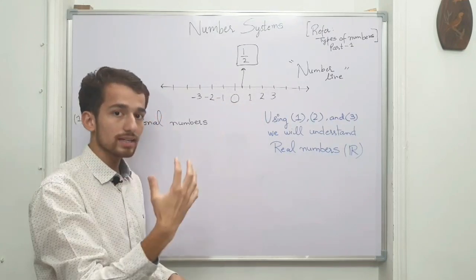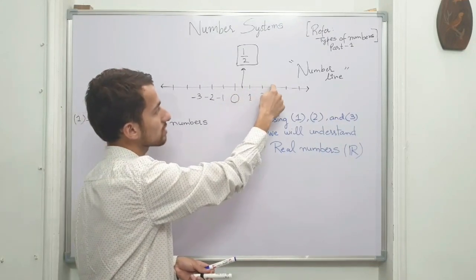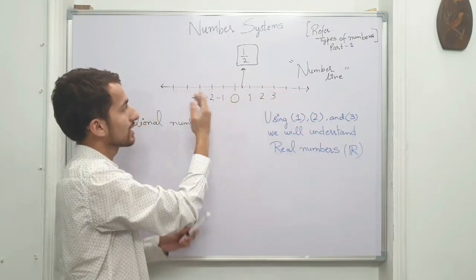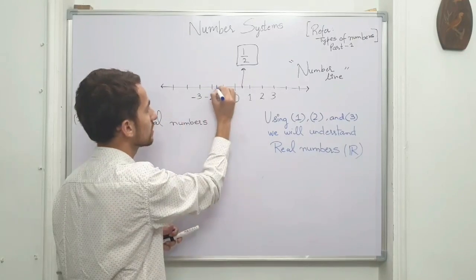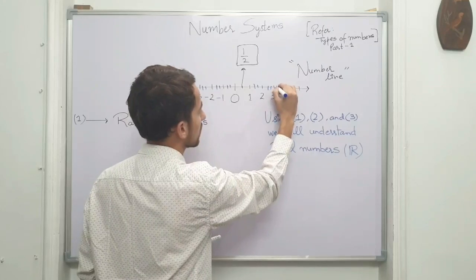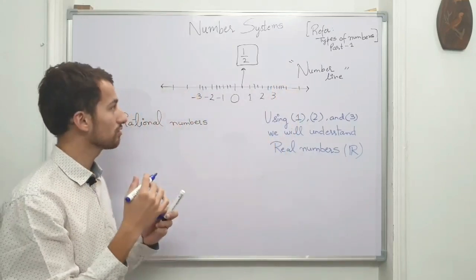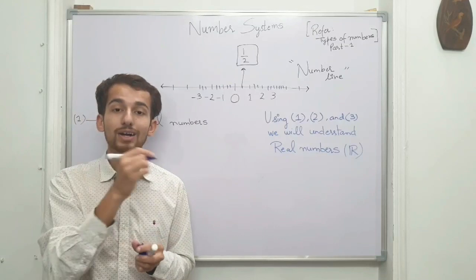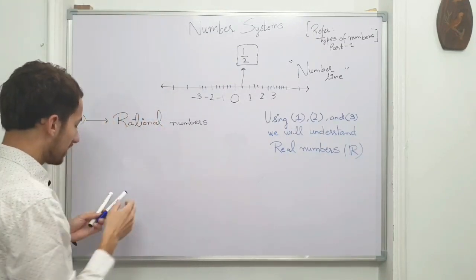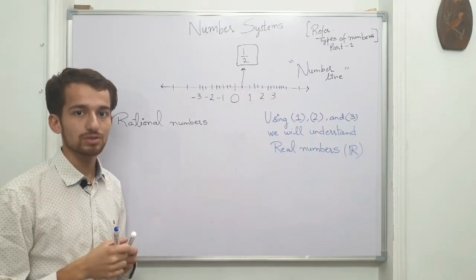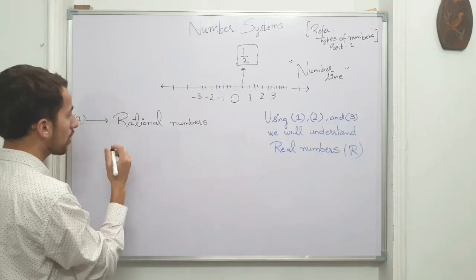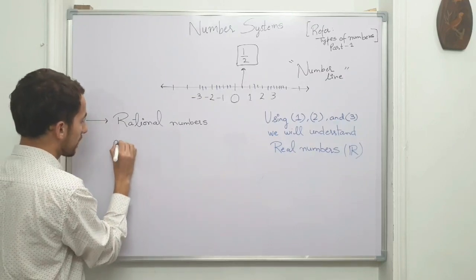Similarly, if you try to observe, there are so many numbers in between any two numbers on this whole number line, even here, here, here. There are so many numbers which we have not marked on this line, and these numbers are basically the rational numbers. Now let me define it more precisely using the definition. So how is a rational number defined? Let me write it first.